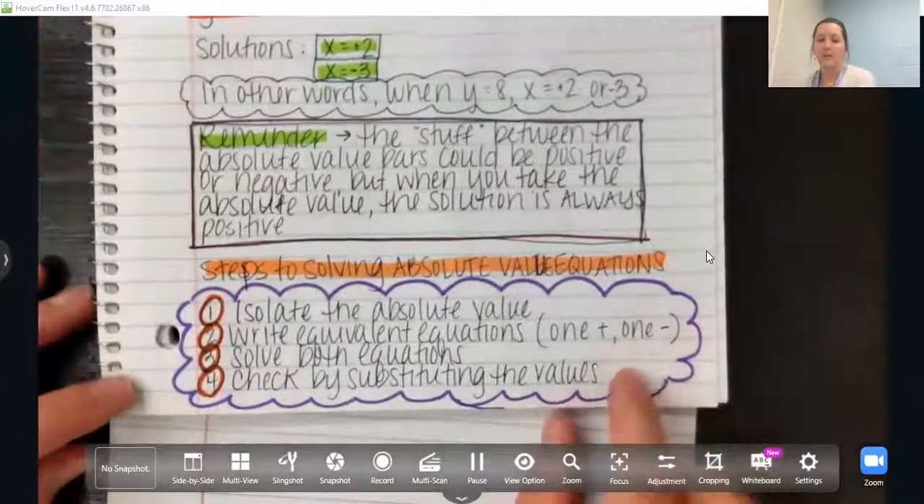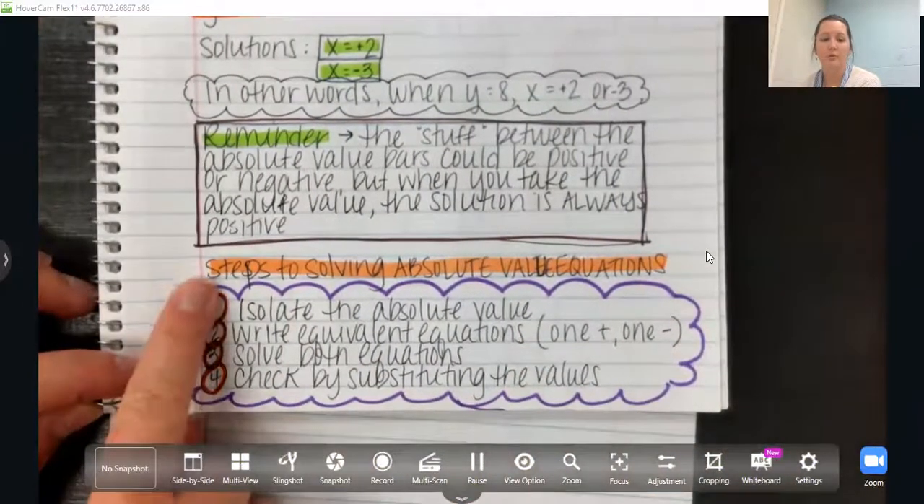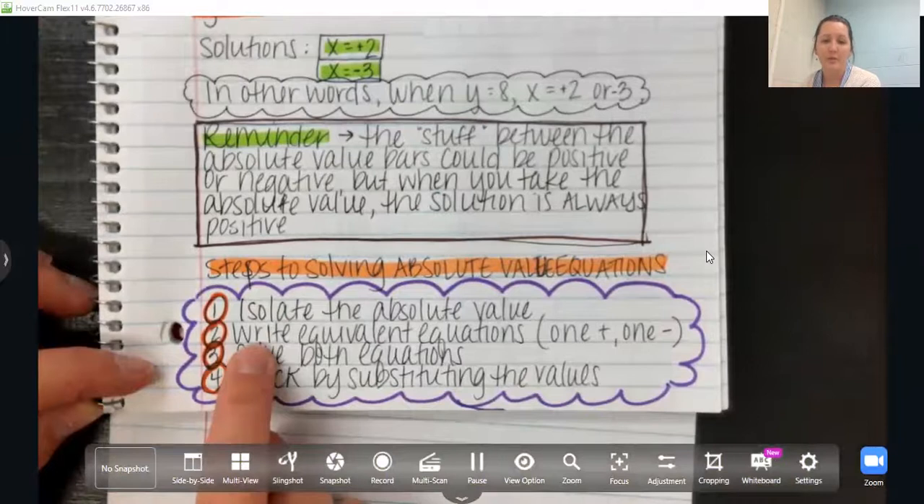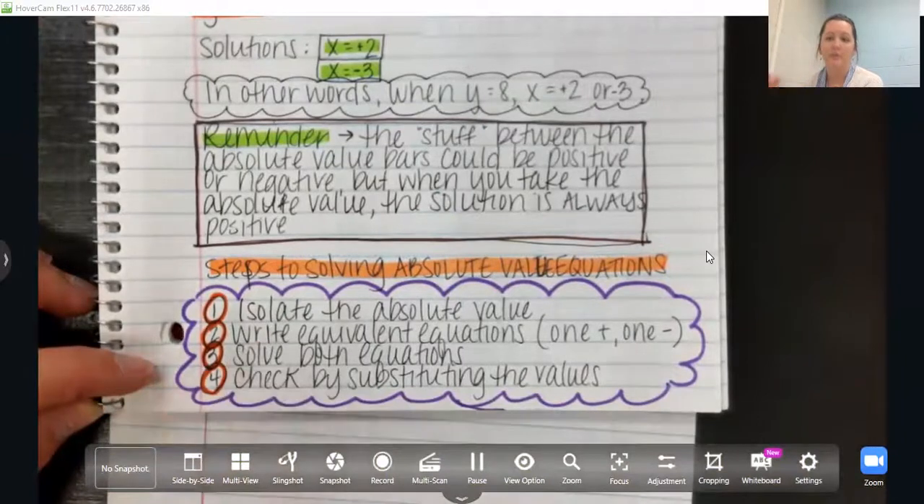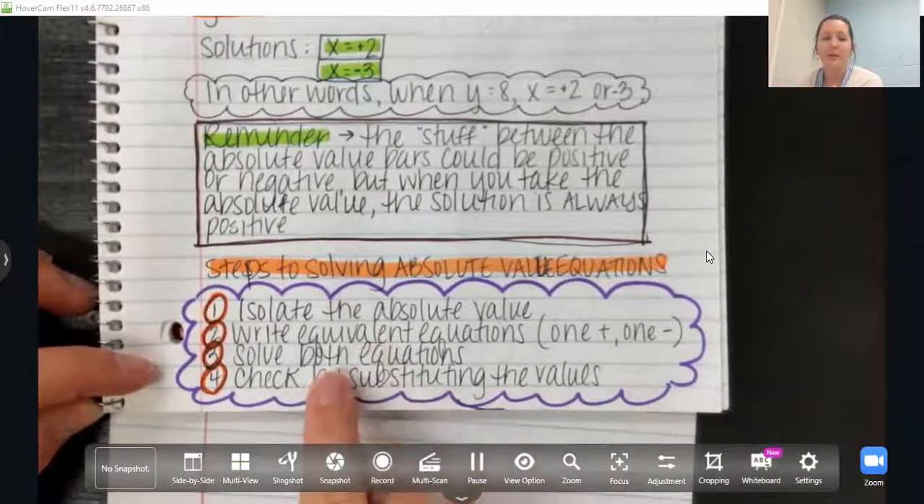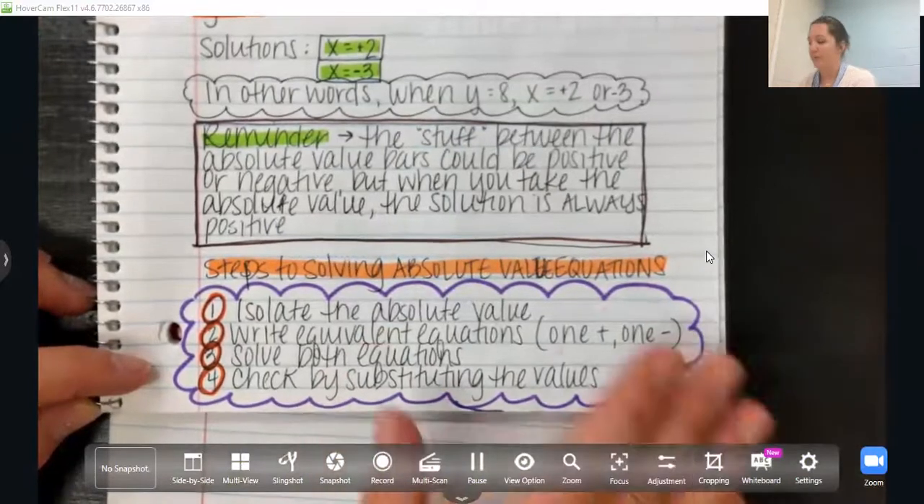All right, let's look at our steps for solving absolute value equations algebraically. There are 4 steps. Isolate the absolute value bars. Write equivalent equations, one positive and one negative. Remember, whatever's the stuff inside could be positive or negative, so that's why you do that. Solve both equations and check by substituting the values. Let's try some of these, okay?